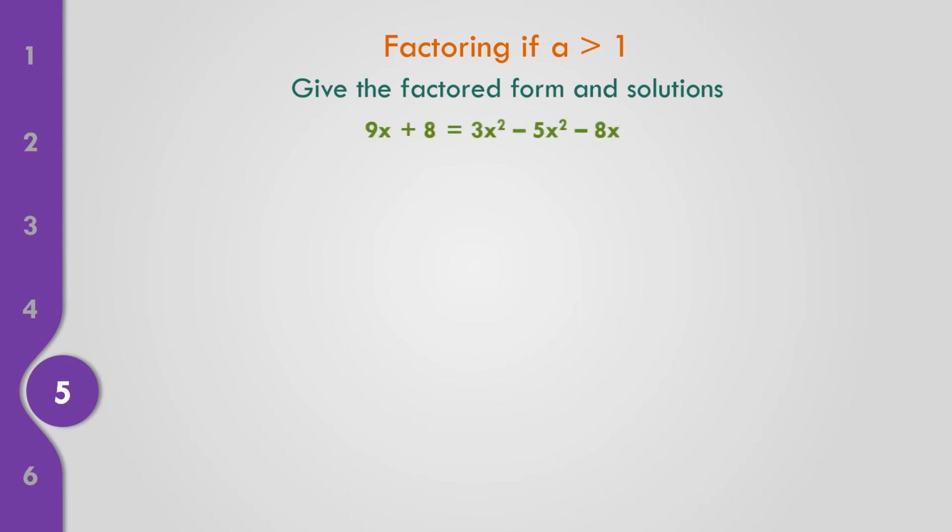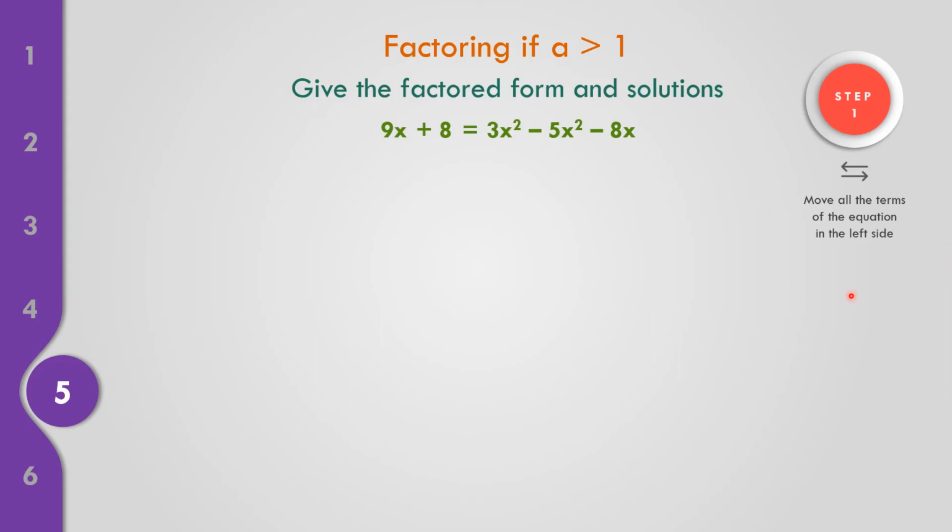In example number 5, 9x plus 8 is equal to 3x squared minus 5x squared minus 8x. Step 1, move all the terms of the equation in the left side. So it means 3x squared, negative 5x squared, negative 8x, going to the left side, we need to change the sign. So positive 3 becomes negative 3x squared, negative 5 becomes positive 5x squared, bring down 9x. Negative 8x going to the left side becomes positive 8x. Bring down positive 8 equal 0.